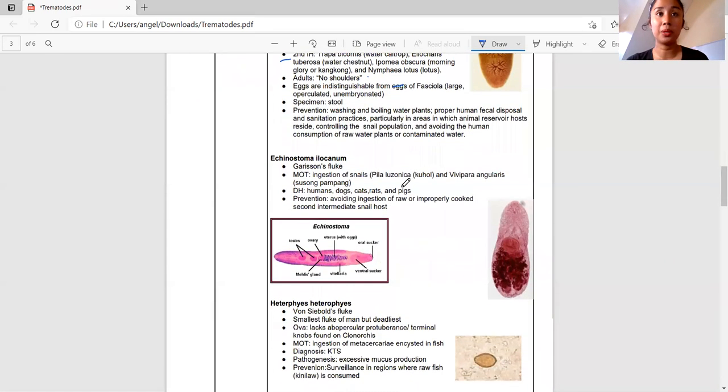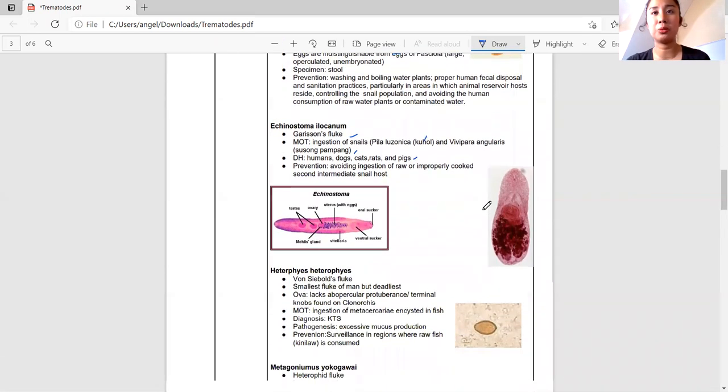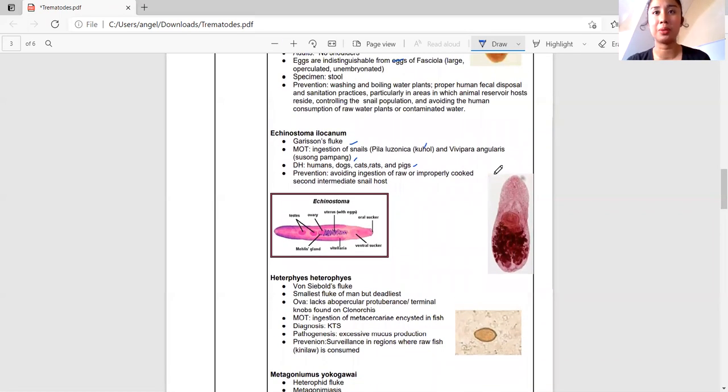So we have Echinostoma ilocanum or Garrison's fluke. Ayun, kuhol or susong pampang, sabi ni Belisario. The definitive host are your domestic animals and prevention of avoiding ingestion of raw or improperly cooked second intermediate host. Okay. So, class, please observe nyo naman yung mga itsura ng trematodes natin. Okay?